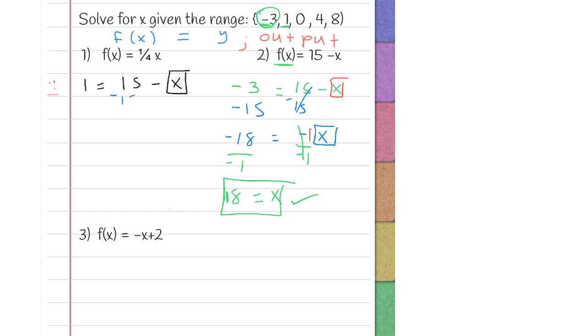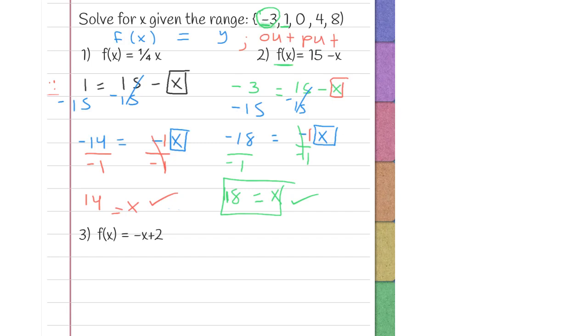So I'm going to do minus 15 on both sides. 1 minus 15, well, that's negative 14, and we have negative x. Remember what I said about the invisible 1? We have an invisible 1 right here, and we're going to divide by negative 1 on both sides. Negative 14 divided by negative 1 is just positive 14. So we get positive 14 is equal to x, and we found our x.